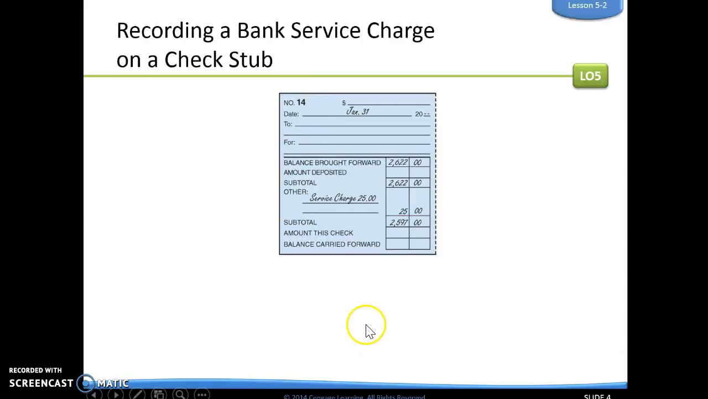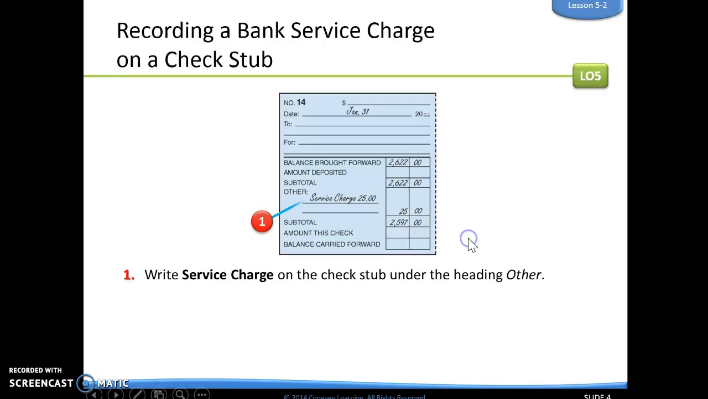Now, on the last slide, we put down our service charge, but we didn't record that yet into our actual check stub. So that's what we need to do here. Remember that what we took our balance from was check stub number 14. So here was the balance that we used, and now we need to include that service charge so that we have our new subtotal. So that's where that other part comes in. We're just going to write service charge of $25. So our total other is $25. That is money that is taken out of our account. So we're going to subtract our service charge from our subtotal to get our new subtotal of $2,597. That's what we saw on our last slide.